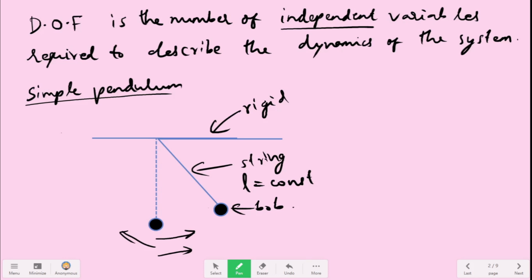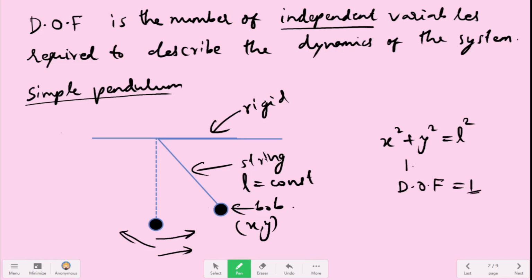Now to describe this system's configuration, we can use x and y. To describe the horizontal position, we can use x, and to describe vertical position, we can use y. But since the length of the string is constant, we can write x square plus y square is equal to L square. So the values of x and y are not independent. Therefore, the number of independent variables is only 1. x is depending on y, which means there is only one independent variable. Therefore, degree of freedom is equal to 1.